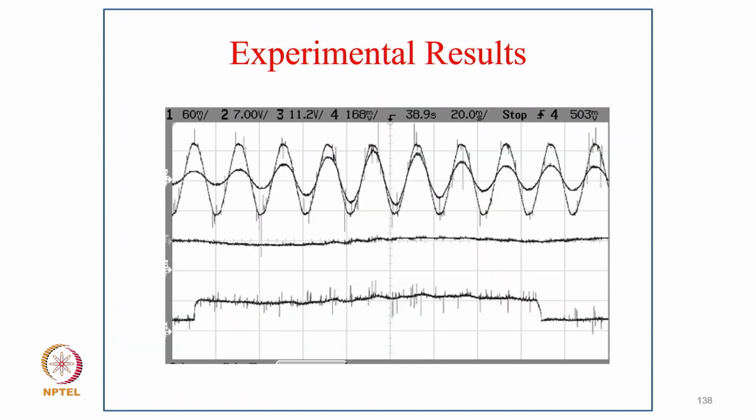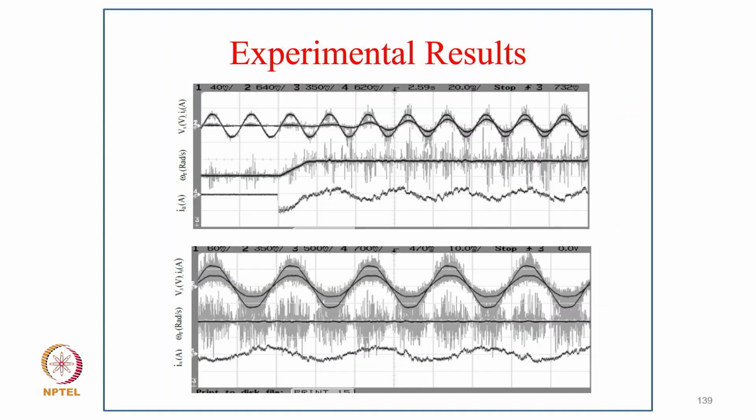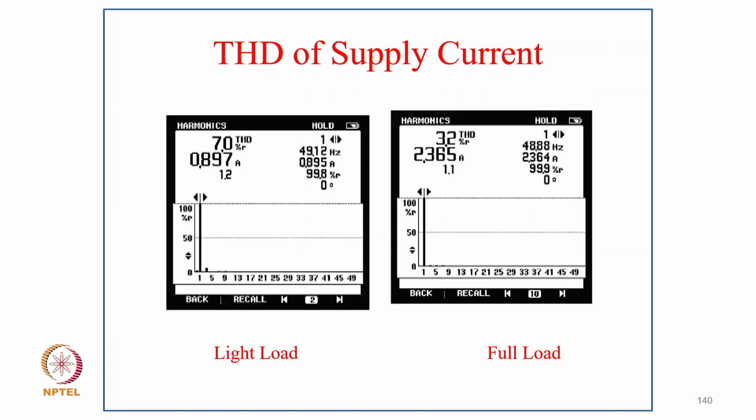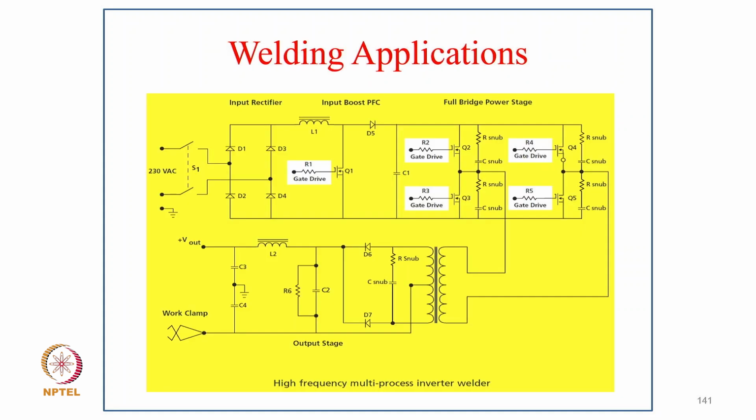And this is also experimentally implemented in the laboratory, and you can see how the supply current remains in phase with the supply voltage, and the shape is also close to sinusoidal, even under varying load conditions. And this is the case, of course, typically when you control the speed, and of course the THD remains at full load at 3.2%, at a load of around 7%.